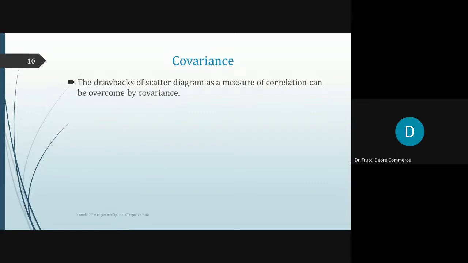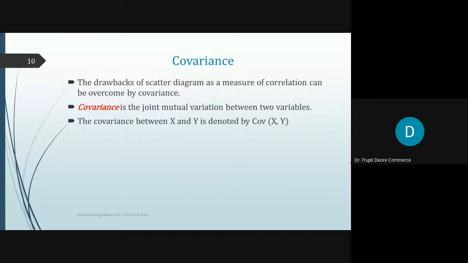The drawback of scatter diagrams is that they cannot measure a numerical correlation, right? So it can be overcome with the help of covariance. So what do you mean by covariance? It is the joint mutual variation between two variables. With the help of these two variables you will find the mutual variation between them, and jointly this mutual variation is called covariance.